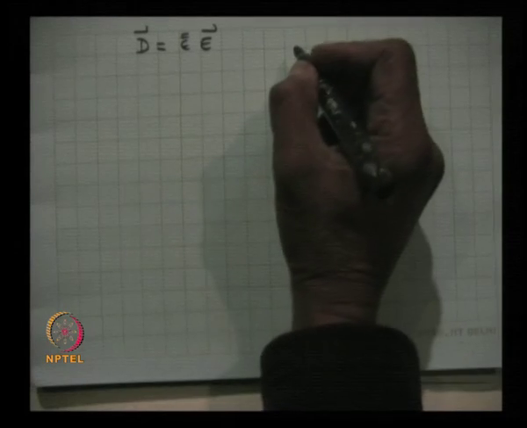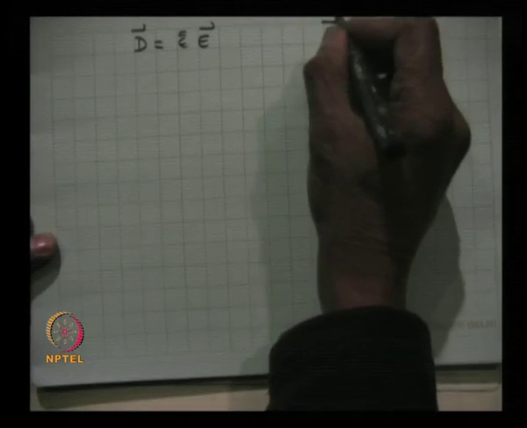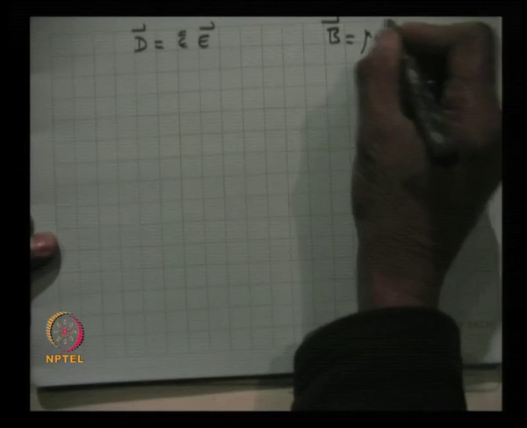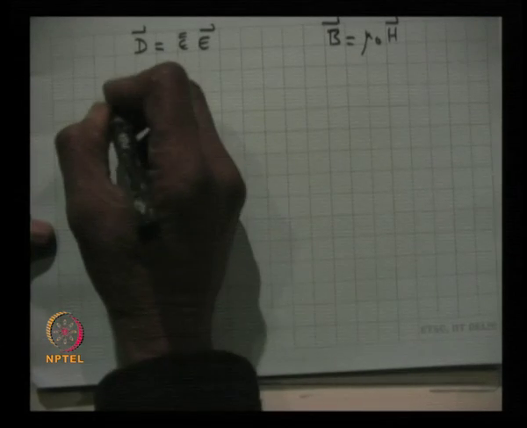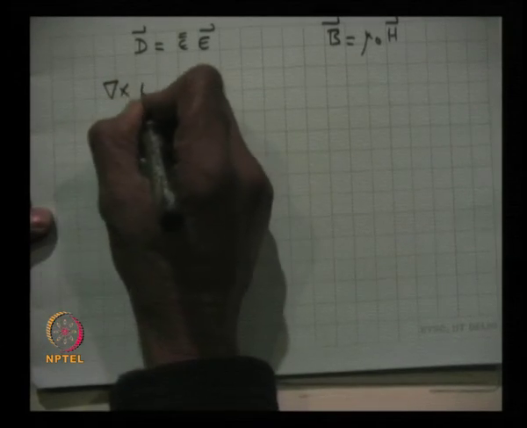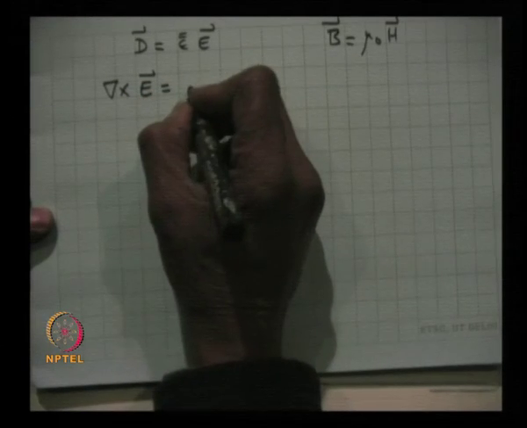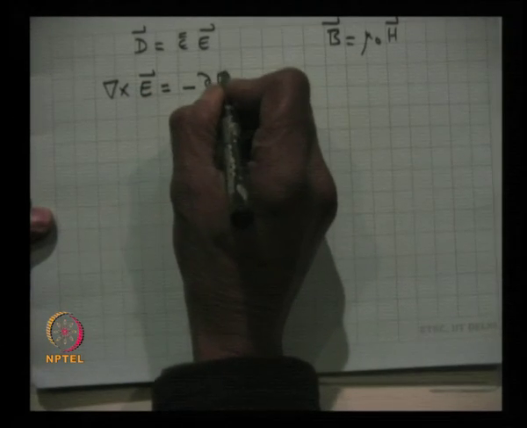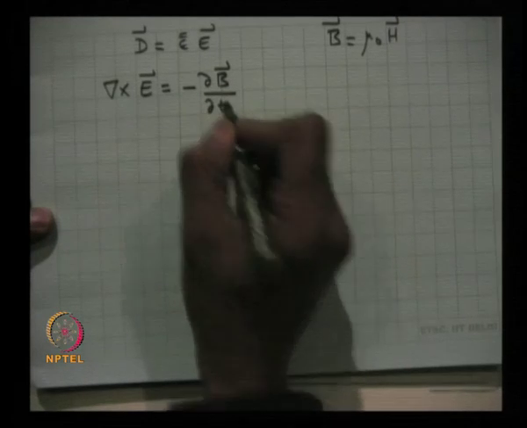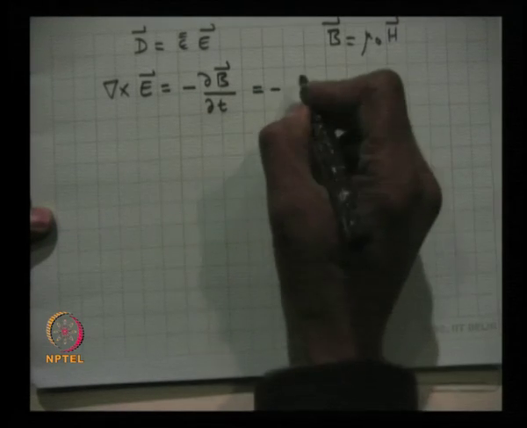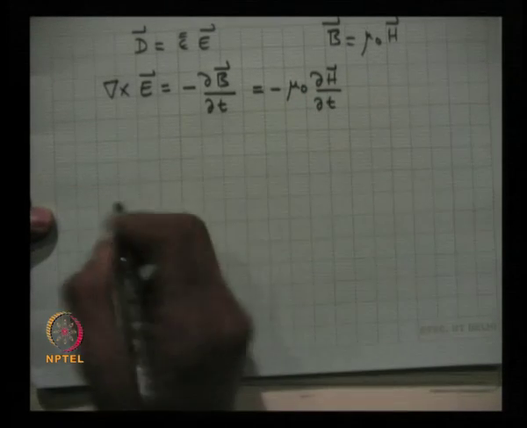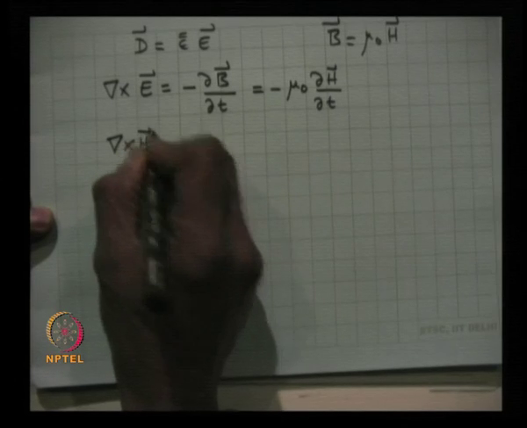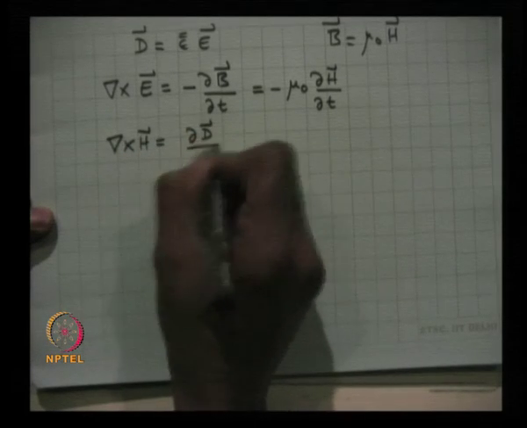We will continue to use the equation B is equal to mu naught H, so we will assume the medium to be non-magnetic. Let me write the Maxwell's equations again. The two Maxwell's equations: del cross E is minus del B by del t, which is equal to minus mu naught del H by del t, and del cross H is equal to del D by del t.